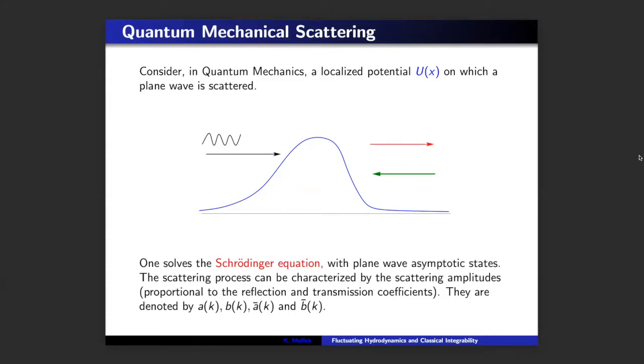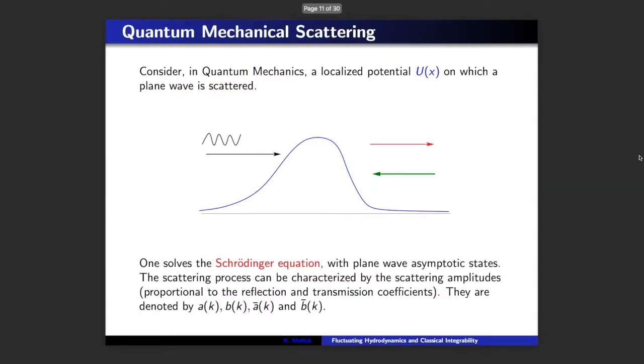In some books, they're called R and T, but there's a kind of notation in this subfield. You call them A, B, A bar, and B bar. These are the 4 coefficients that tell you how a potential scatters a plane wave. Okay, so that's how it works. And again, exercise, this is kind of classical.